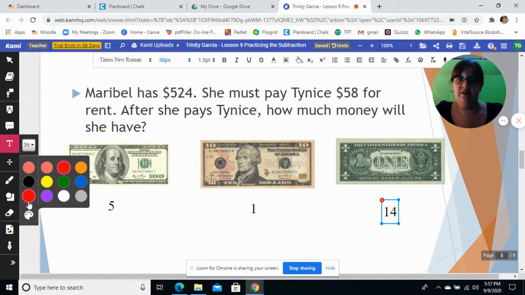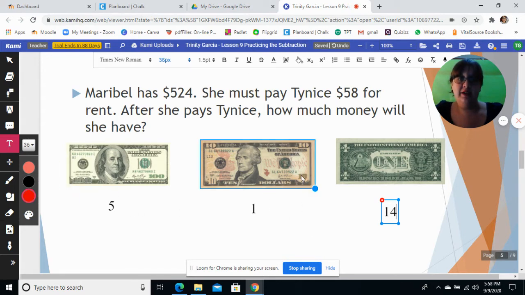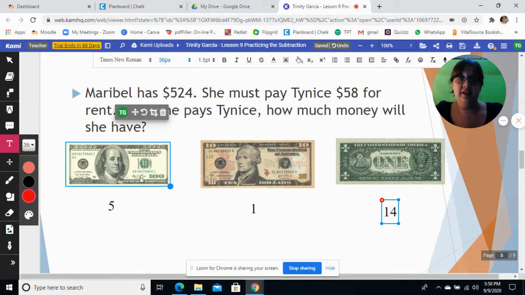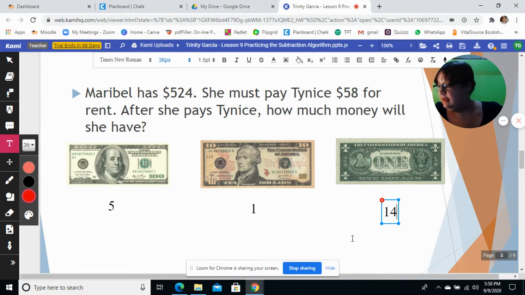Okay, I don't know why it's not writing in red, but that's okay. So now she has 1 $10 bill and 14 $1 bills, but she still has the same amount of money because we just changed the 10 into 10 ones. So she still has $524. She just has a different amount of bills. Okay, does that make sense?